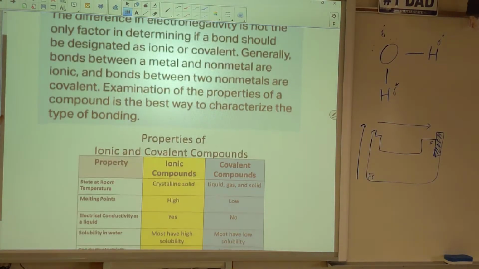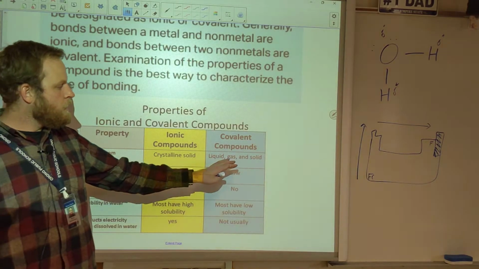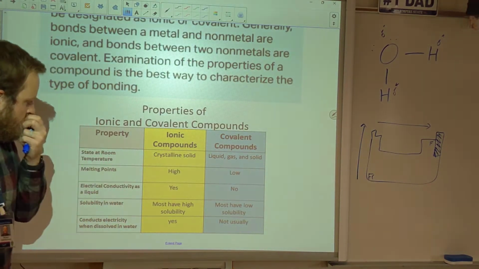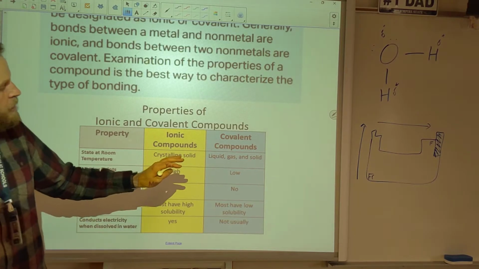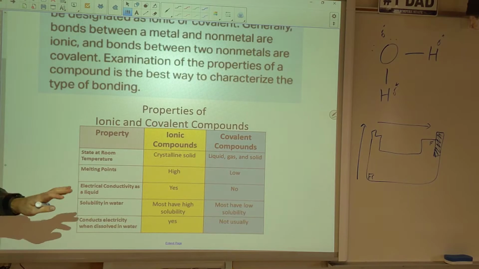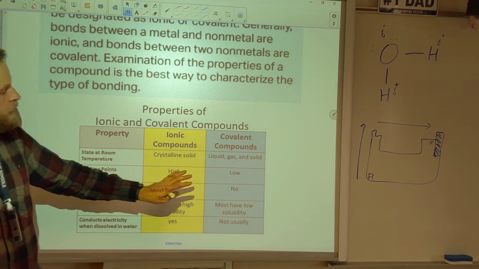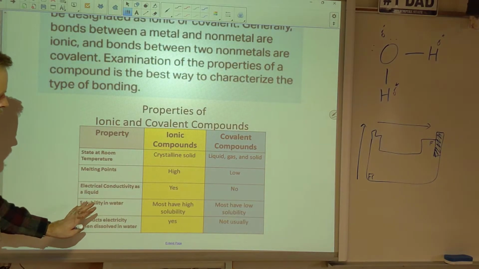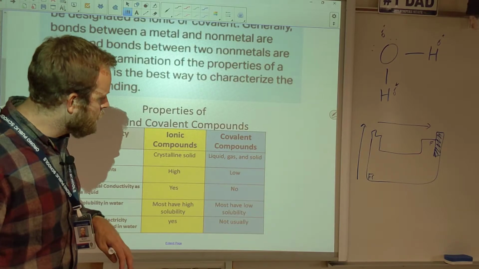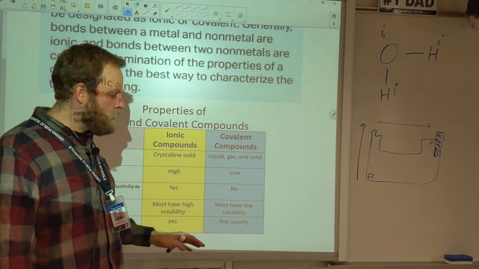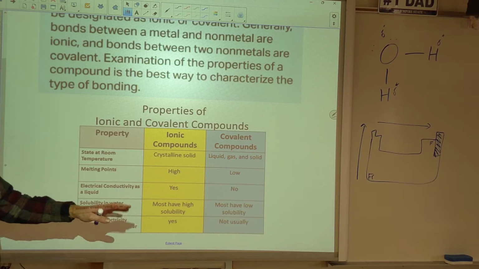Ionic compounds are solid at room temperature. Covalent compounds can be liquid, solid, or gas. The melting points of ionic compounds are generally high. Covalent compounds are generally low. If you dissolve ionic compounds in water, they will conduct electricity. Covalent compounds will not. Ionic compounds, most are highly soluble, some are not soluble at all. And covalent compounds, most have low solubility, some are soluble. Conducts electricity when dissolved in water? Yes, not usually.